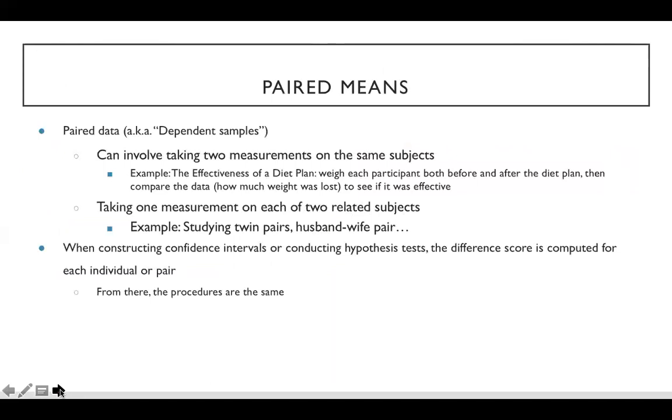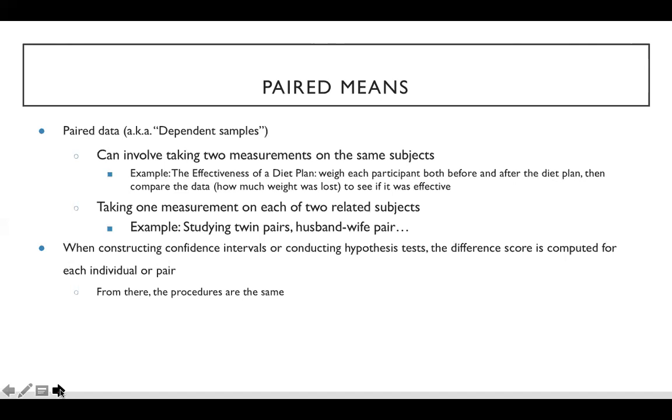Okay, so moving on to paired means. Paired means, we went over it before, are dependent samples. We can go about 2 ways of collecting paired data. It can either involve taking 2 measurements on the same subjects. For example, the effectiveness of a diet plan. If you wanted to test the effectiveness of a diet plan, you could weigh each participant both before and after the diet plan, then compare the data, see how much weight was lost in order to see if it was effective.